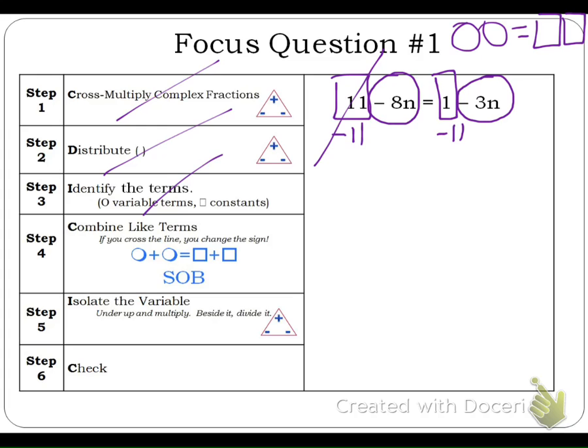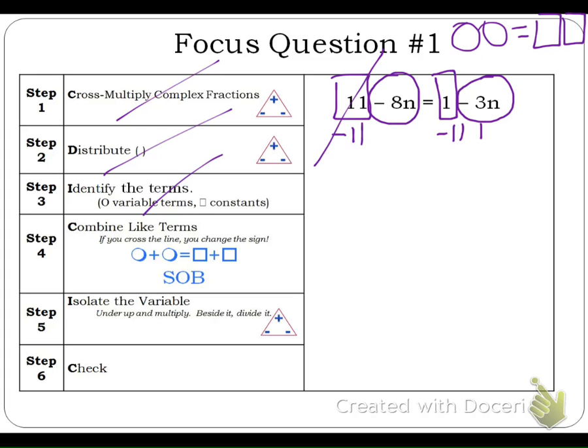Now I'm not done yet because I still need to get all my circles on the left and all my squares on the right. So this is what's different here. I have a negative 8n and a positive 3n. I need to get those circles together on the same side. I need to move one of those to the left-hand side of the equation. Which one is that? Yeah, the negative 3n.